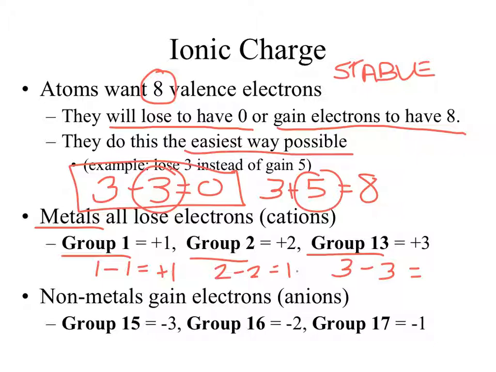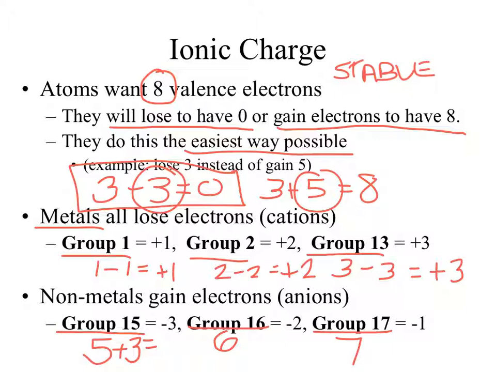When you lose 2 electrons, overall, you become a +2 cation. When you lose 3 electrons, overall, you become a +3 cation. All right, now the opposite happens with nonmetals, which are often found in group 15, 16, and 17. In group 15, you have 5 valence electrons. Group 16, you have 6. In group 17, you have 7. So it is quicker to gain electrons to get to 8.